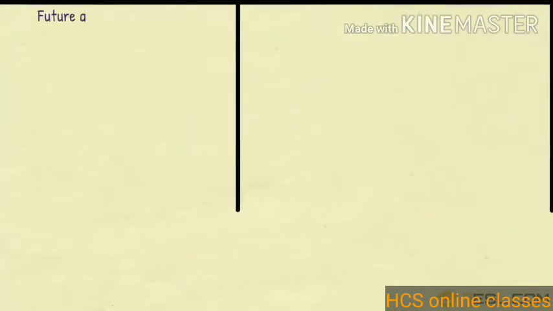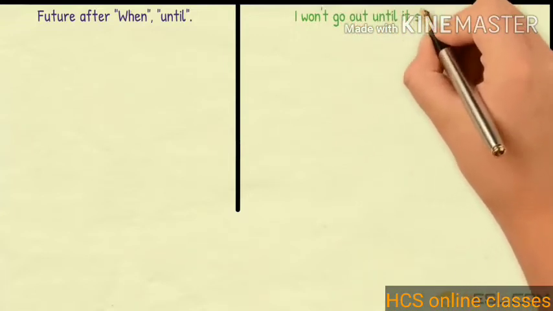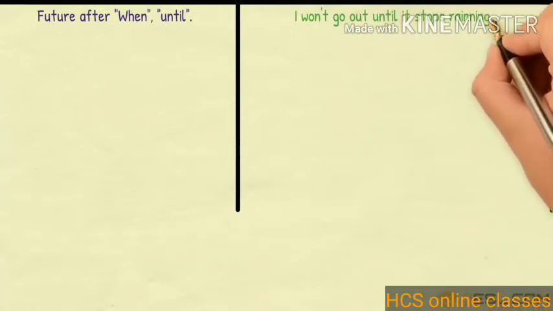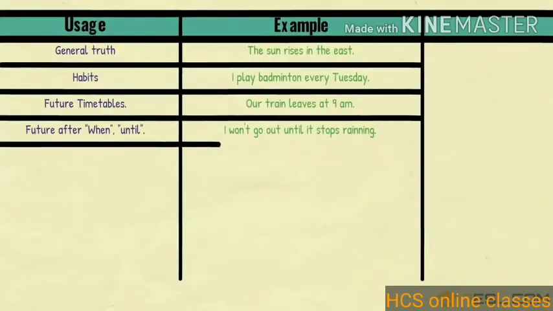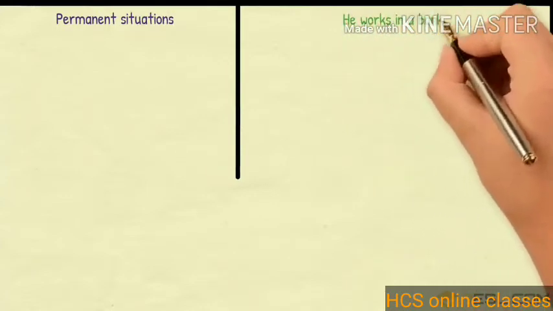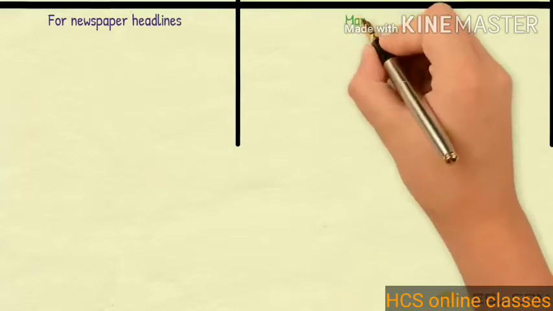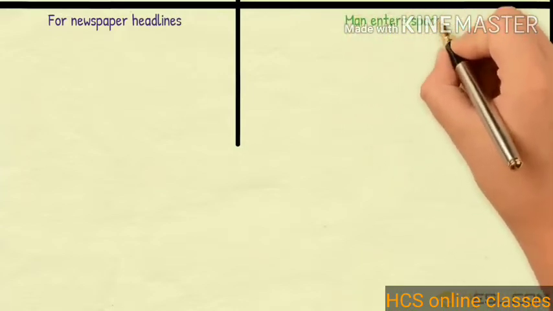Future, after, when, or until. I won't go out until it stops raining. It is also used for permanent situations. Example, he works in a bank. For newspaper headlines, man enters space.